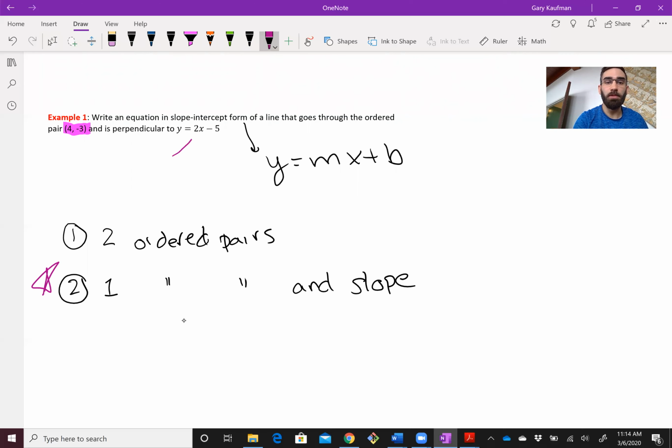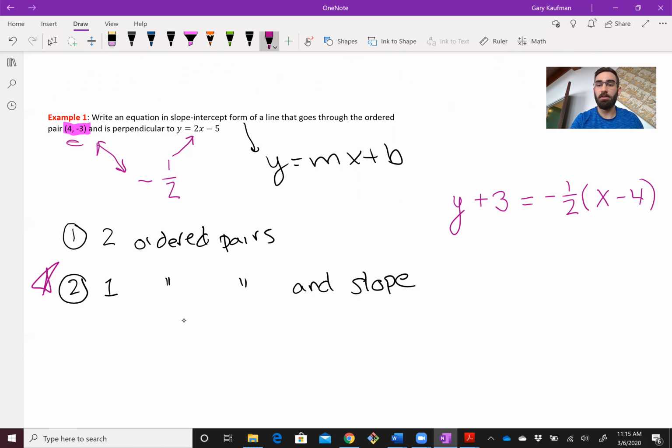We know that the slope is perpendicular to this. So my slope is the opposite reciprocal of 2. The opposite of a positive is a negative. The reciprocal of 2, which is 2 over 1, is 1/2. So this question is saying write an equation using this information. Now I'm going to go to point slope and then transfer. So I'm going to say y minus y1, which is a +3 now, equals a -1/2 x minus 4. So I just plugged this point in and that slope.